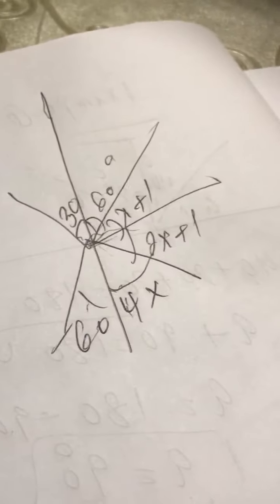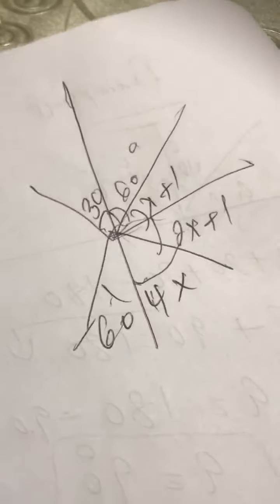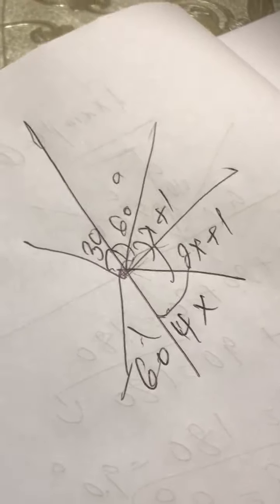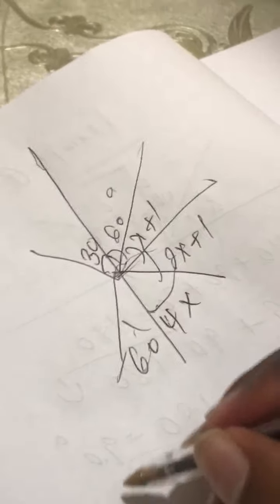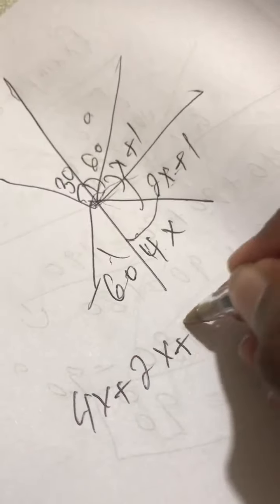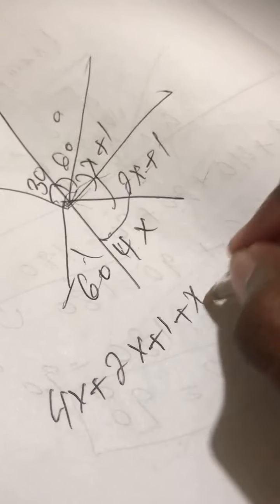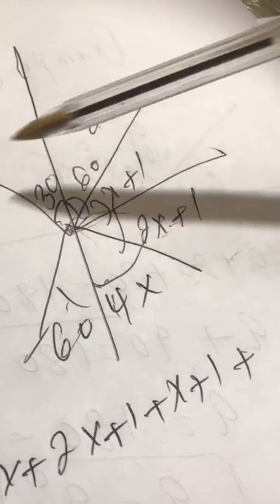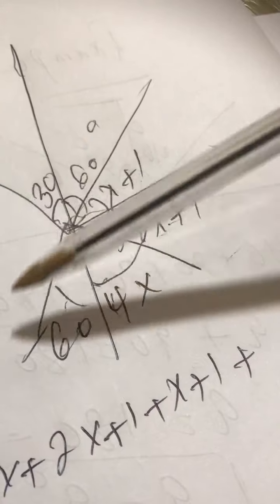Basically you have to know that all the angles that form 1 point are measured by 360 degrees. So first we have to add together all the angles. We start with 4x plus, what's this angle? 2x plus 1 plus, what's the next? x plus 1. It would be easy if you add together all the numbers. The numbers we have here are 60, what's 60 plus 30? 90. 90 plus 60, 150, plus 150 degree. It must be equal to what? 360 degree, because we said angles that form 1 point are measured by 360 degree.